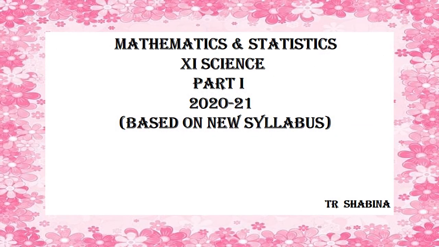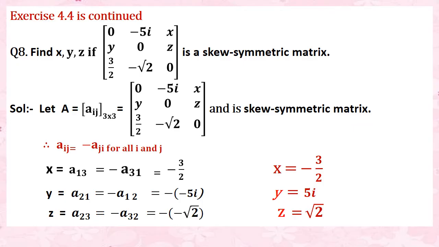Dear students, today we are continuing with the sums of exercise 4.4 of the lesson determinants and matrices. Question number 8. Find x, y, z if the matrix 0, minus 5i, x; y, 0, z; 3 upon 2, minus root 2, 0 is a skew symmetric matrix.